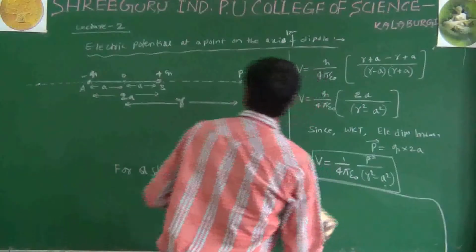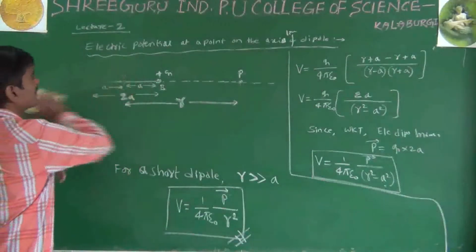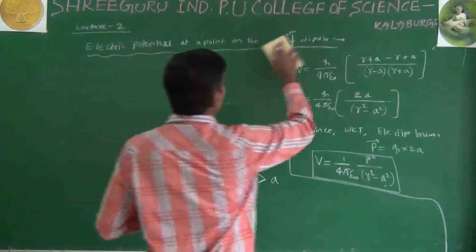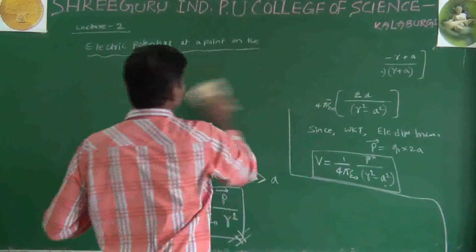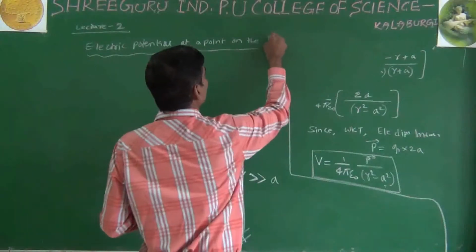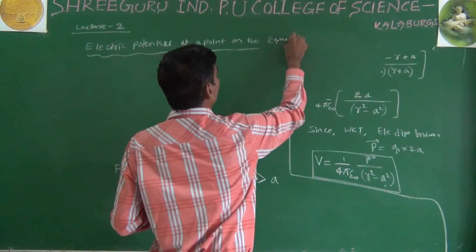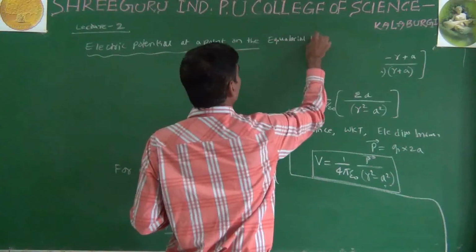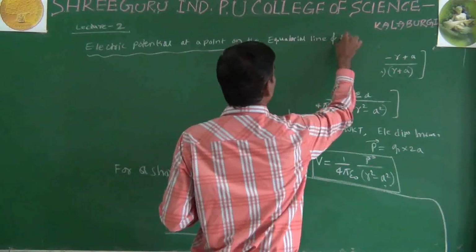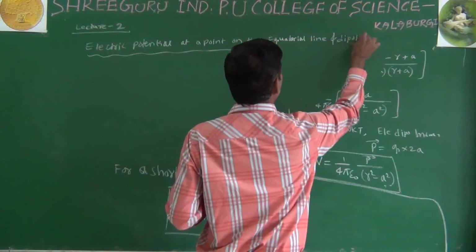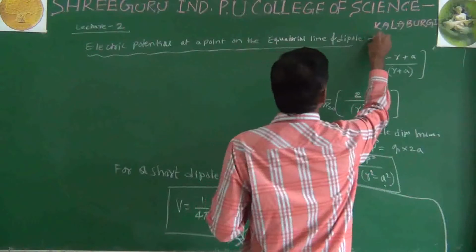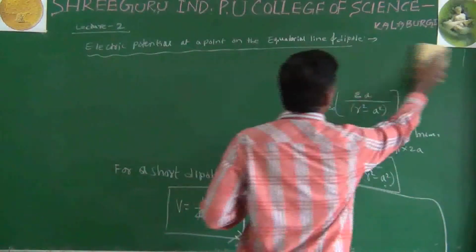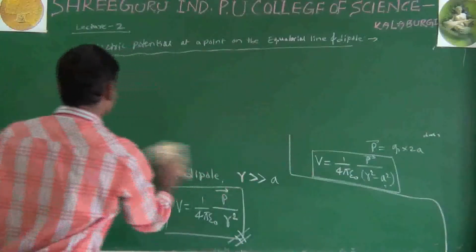Okay. So now next derivation, electric potential at a point on the equatorial line of a dipole.